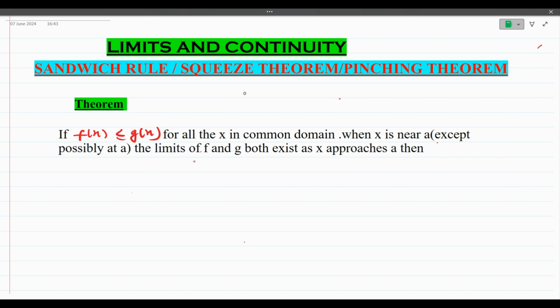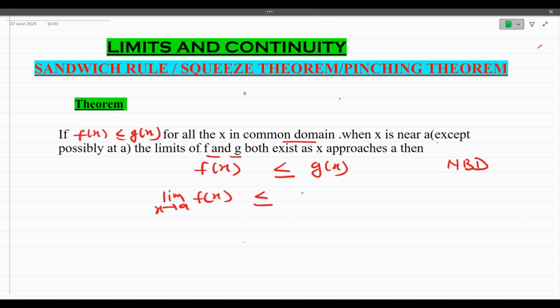Before learning the sandwich rule, we need to learn this theorem, which says that if there are two functions f of x and g of x, where f of x is smaller than or equal to g of x, for all the x in the common domain, where x is near a except possibly at a. It means x should be near a but not exactly equal to a. And the limit of f and g both exist at a. In that case, by the theorem, the limit as x approaches a of f of x will also be smaller than or equal to the limit as x tends to a of g of x.